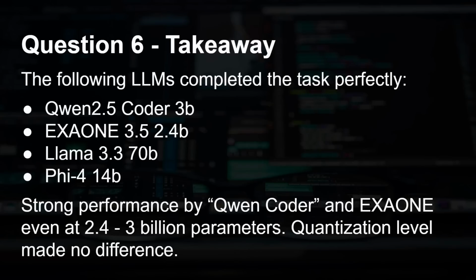I'm sure if I'd then said to it, well, there's a bug on line 7, please fix it, and gave them another go, they may have fixed it. I didn't try that. I wanted just the one shot. So again, Llama 3.3 and Phi 4 did it excellently. So strong performances there from the Coder LLM, which is really what you'd expect, but it means it's very useful at only 3 billion parameters. And Exaone also did a very good job as well. Again, quantization level made no difference. It worked or it didn't work regardless of the quantization level.